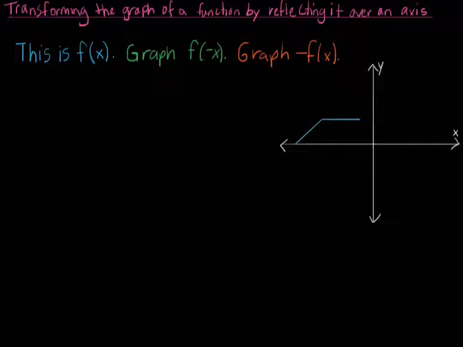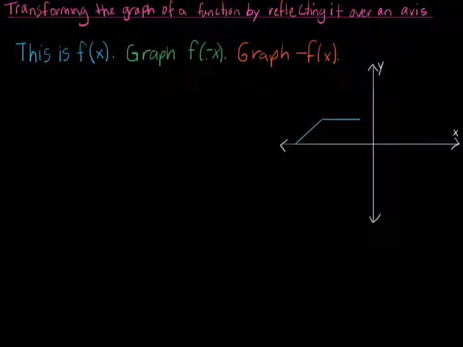In this video, I want to talk about transforming the graph of a function by reflecting it over an axis. So this blue graph right here is f of x, and I want to graph f of negative x, and then I also want to graph negative f of x. Let's first look at graphing f of negative x.